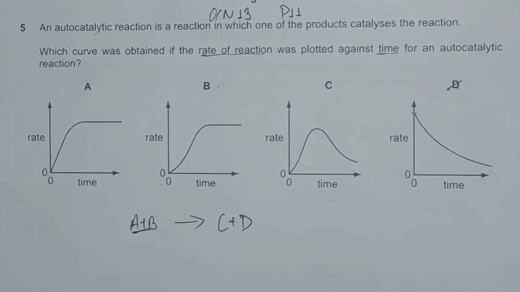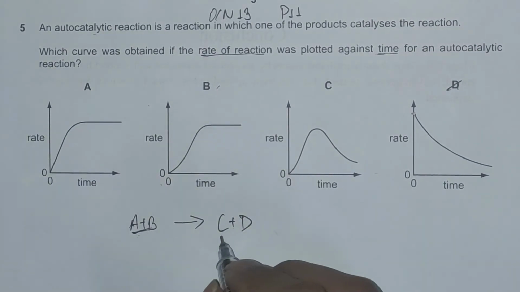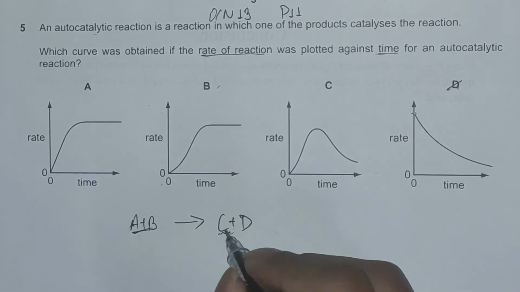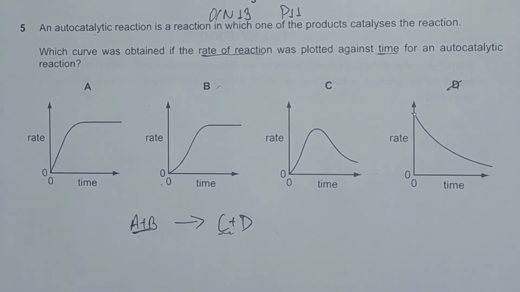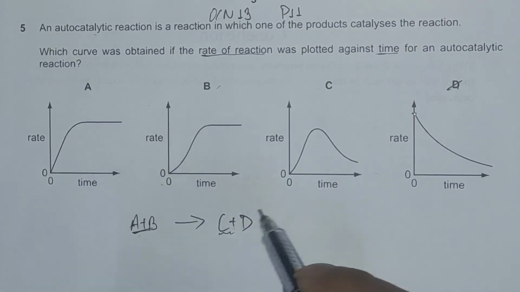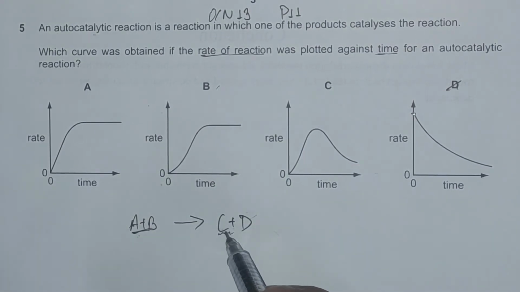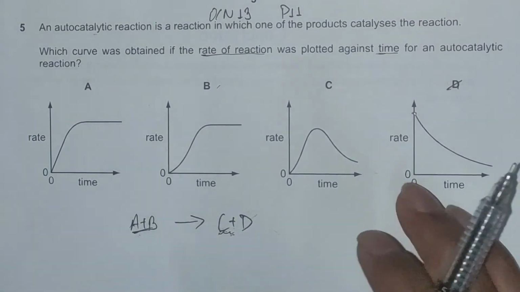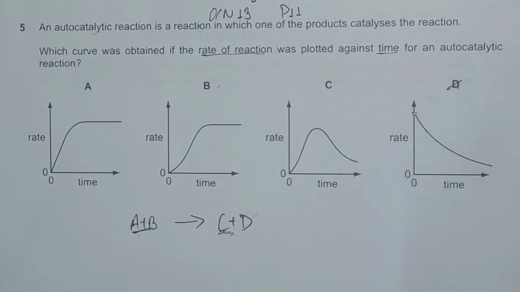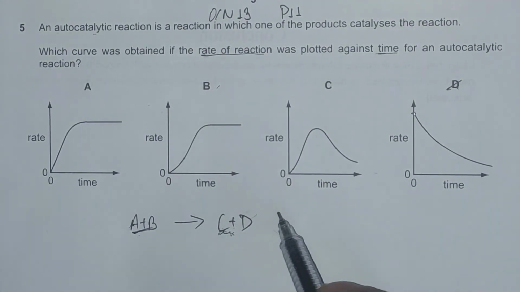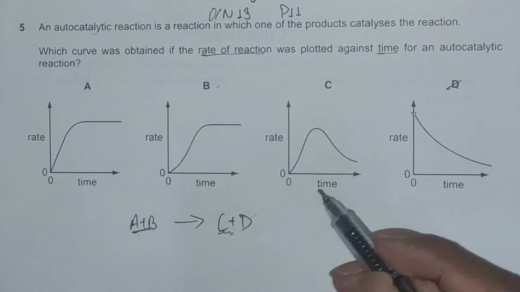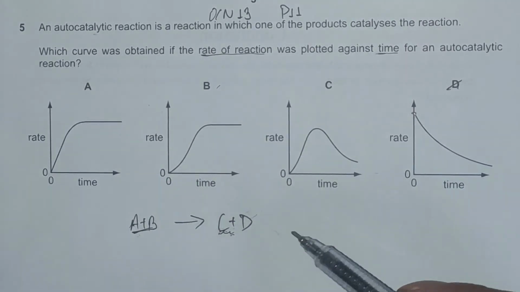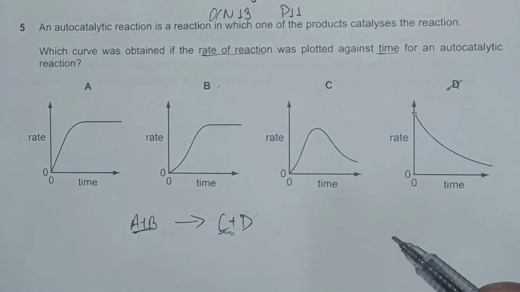A plus B gives C plus D, and what happens in the process is, when we are forming either one of the products, it is a catalyst and it catalyzes the reaction, so the reaction occurs faster. When we continue with the reaction, the products C and D do not form 100% at a time. Initially, the products form very slowly, and when enough product has been catalyzed, the rate of reaction again decreases.